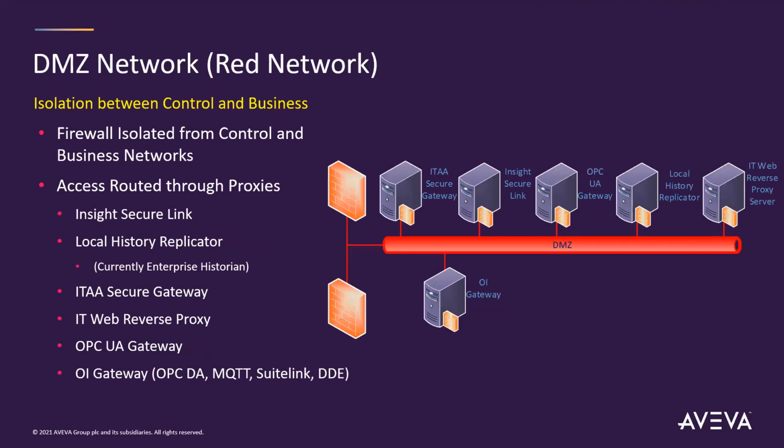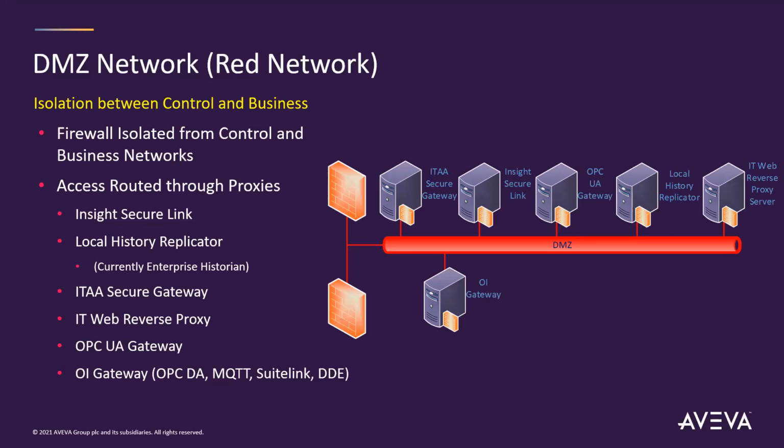As we begin to look at this, we're sending data from the OT network up. Our first destination is the DMZ, and this should be firewall isolated from both the control and the business network. We have a component in AVEVA called Insight Secure Link, and it allows us to route that data through the software component that's up there. It will change protocols and destination ports so that there's no way to go through both firewalls. You have to go through the DMZ to get there.